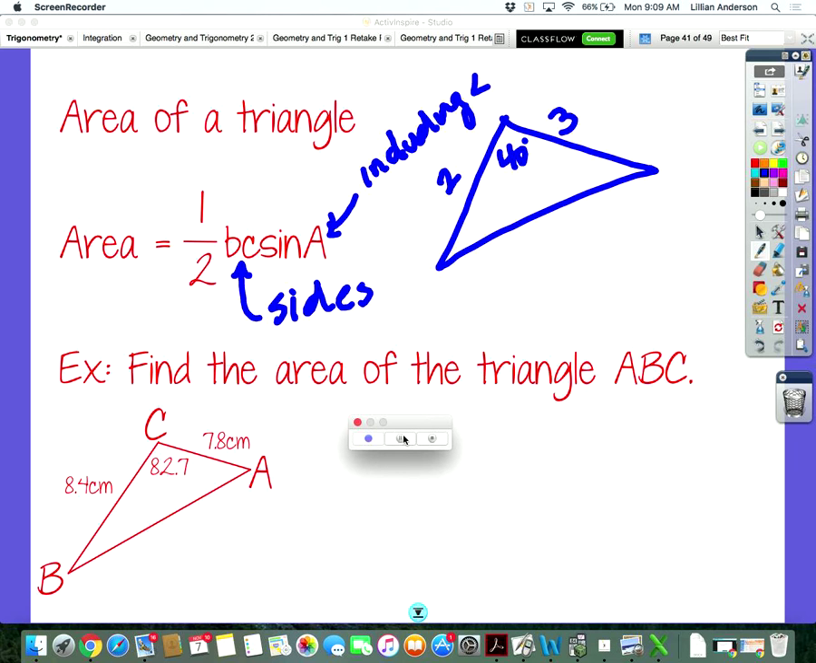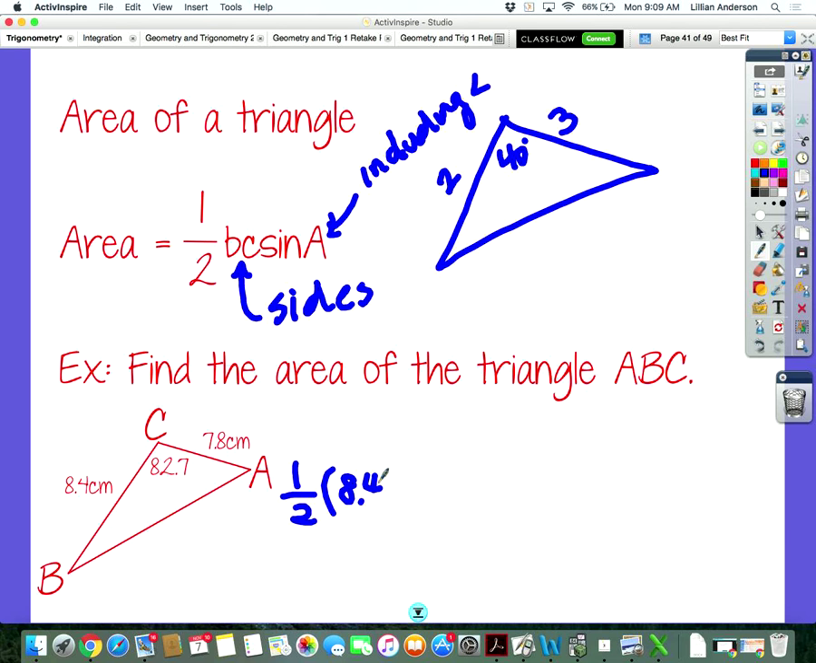Alright, so we're going to find the area of this triangle here, ABC. As you can see, this is the situation side angle side. If we wanted to find BA, we could use law of cosines, but it's not asking us to do that. It's asking to find the area of the triangle. Using this formula is very simple. It's just 1/2 times 8.4 times 7.8 times the sine of 82.7.